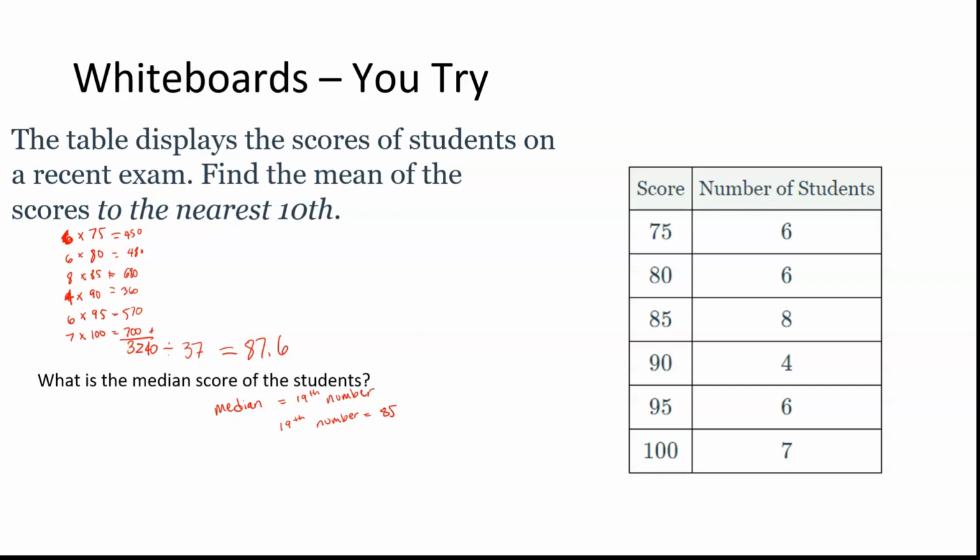The median score is going to be our 19th number because we have 37 students. We're looking at that middle student, which is the 19th student. The 19th number in our series is 85.